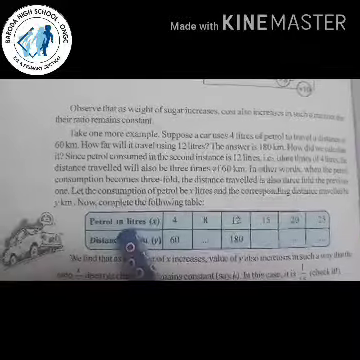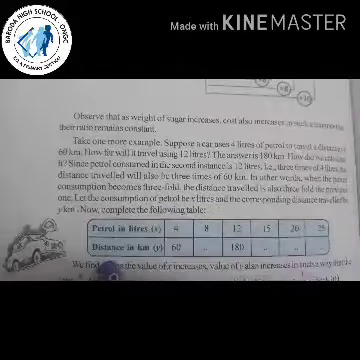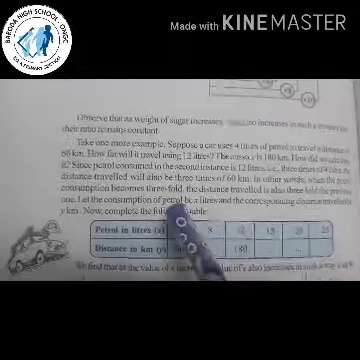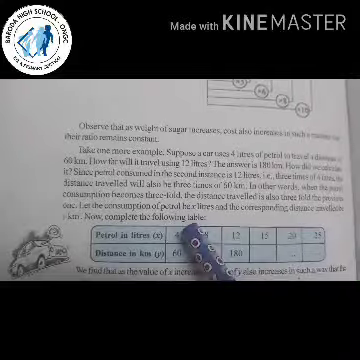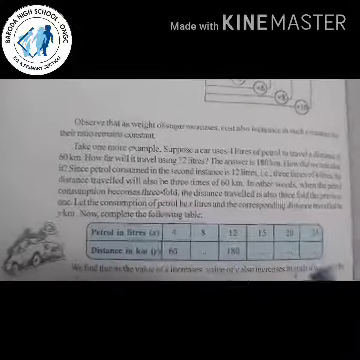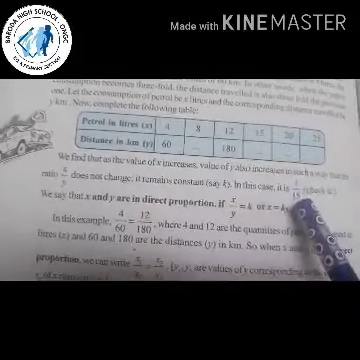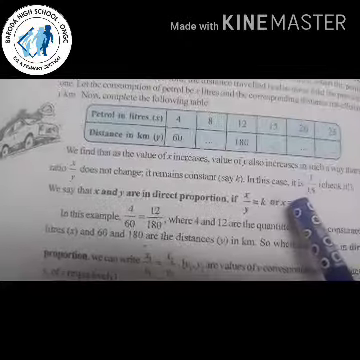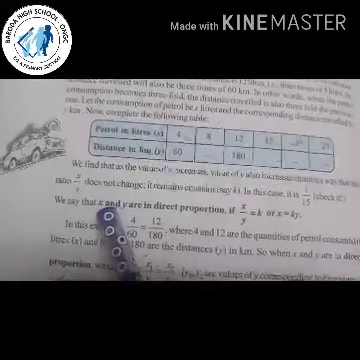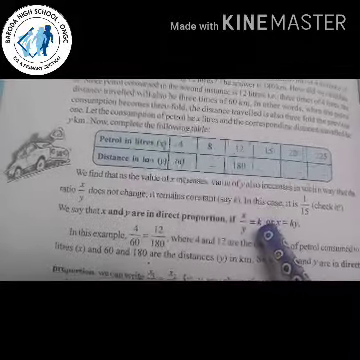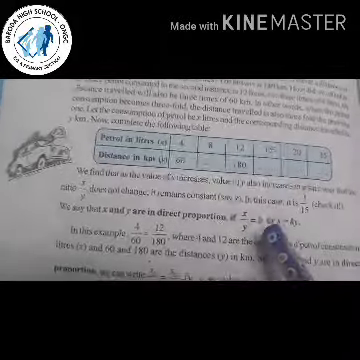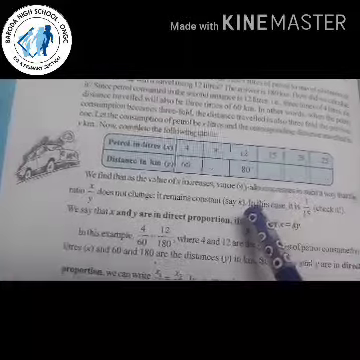Now let us consider the petrol in liters as x and the distance in kilometers as y. So when we take the ratio, we will get 4 by 60 and 12 by 180, which is 1/15. So the constant ratio will be 1/15. Hence we come to the conclusion that when x and y are in direct proportion, x upon y is equal to k, a constant value. And if we know the constant value and if we know any of the quantity, we can find the other quantity.